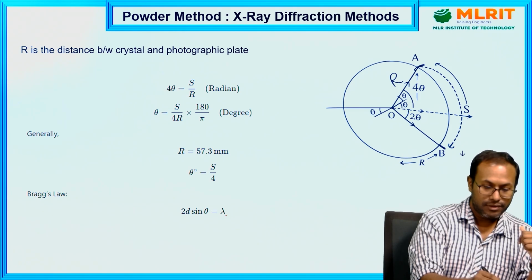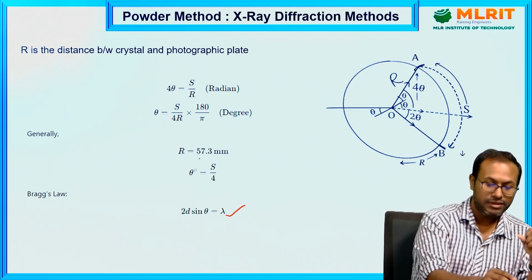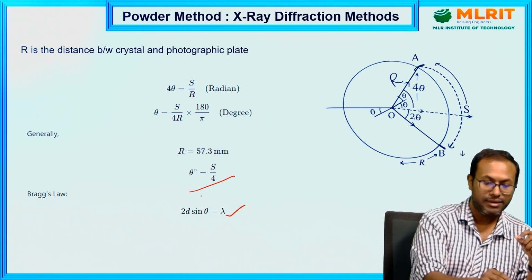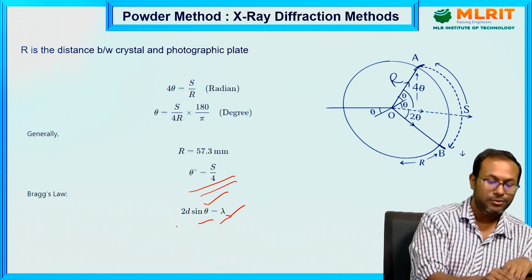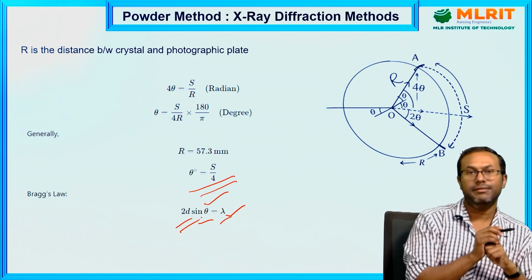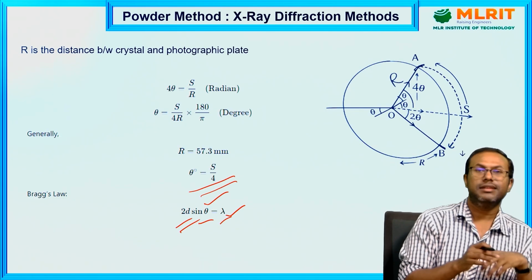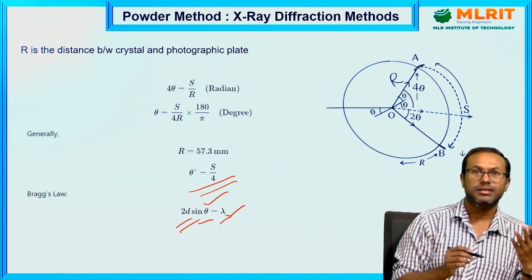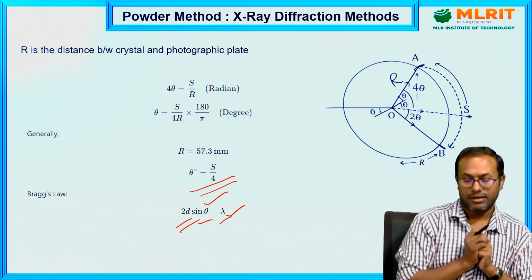Now if lambda is monochromatic light, lambda is constant. In this we can easily determine the theta value. If we know theta and lambda, we can easily determine the D value. When we get the D value, we can easily give some idea about the crystal structure. So this is some idea about the powder method.